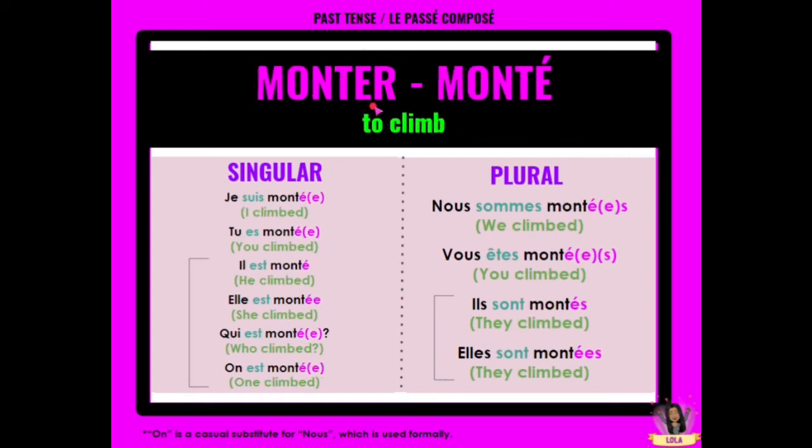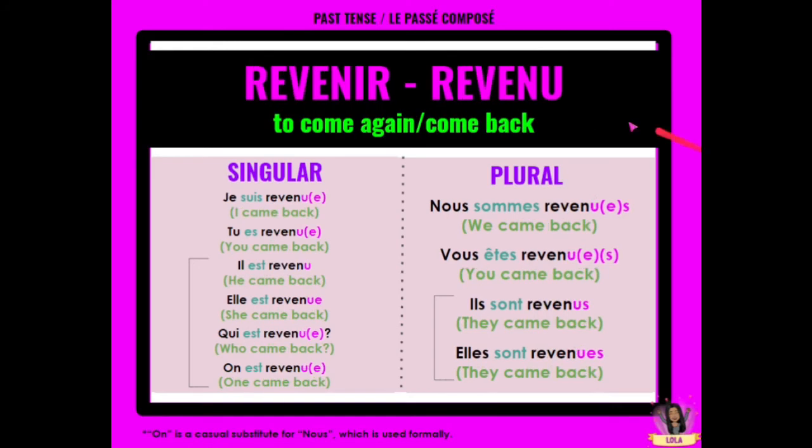Monter is a regular ER verb. ER changes to é, and it means to climb. Revenir is an irregular verb. The IR changes to U. So revenir becomes revenu, and it means to come again or come back.